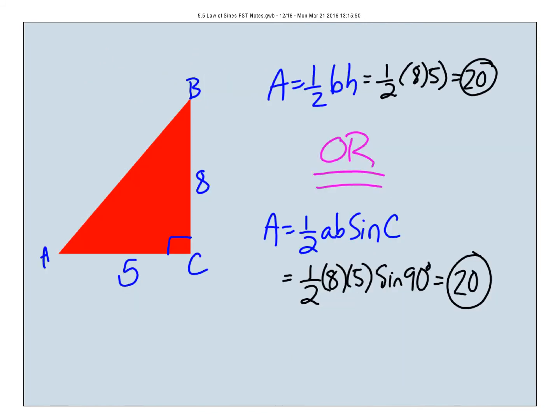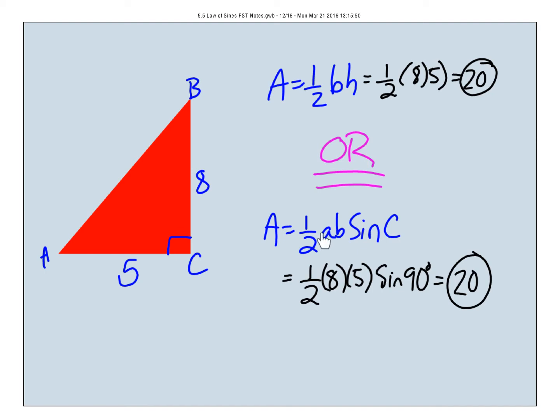Here's a nice visual example of using the old triangle formula and this new one. Again, the old formula only works for a right triangle. Here is a right triangle with a base of 5 and height of 8, so I could do 1/2 base times height and get 20. Or I actually could use this standard formula here.